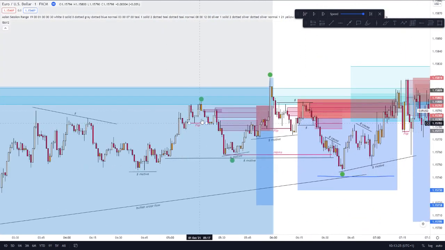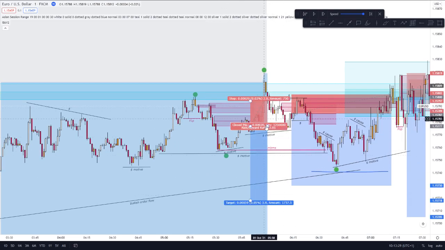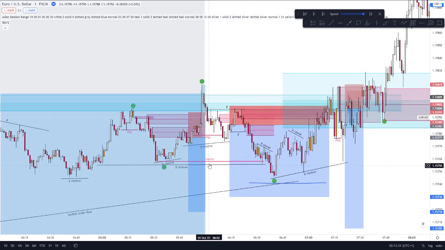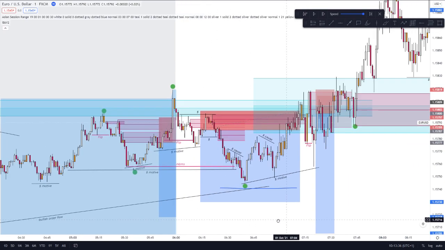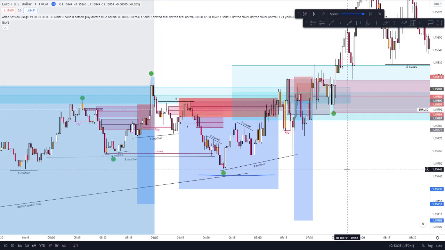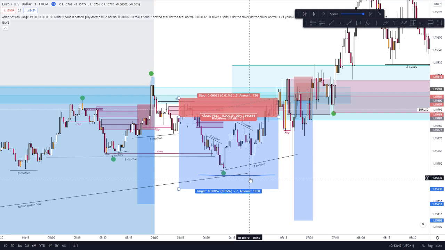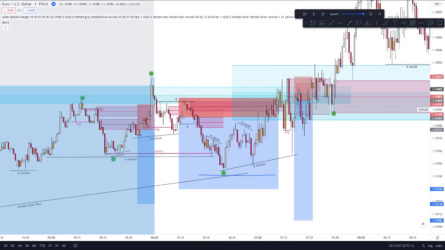Okay, got the flip. Entered late. This was stupid, but anyway. I remember this. Instead of taking my trade off, I decided to... well, I should have put a break even. Write that down.